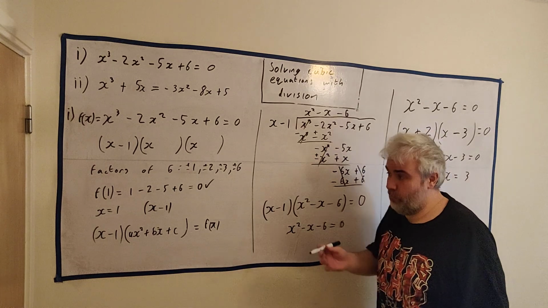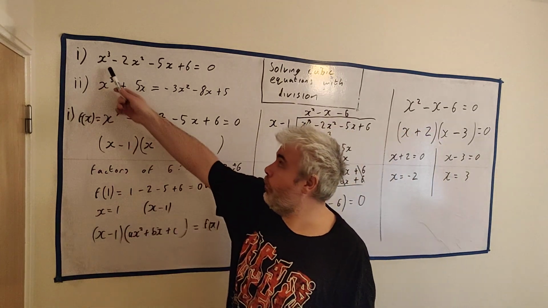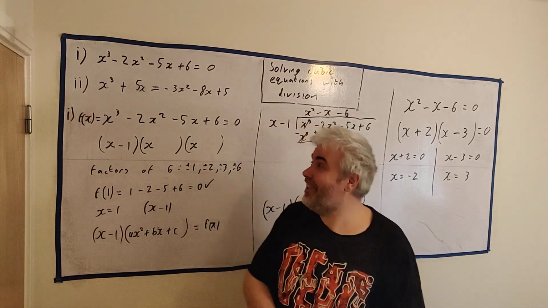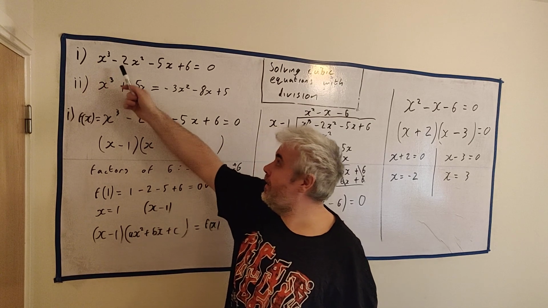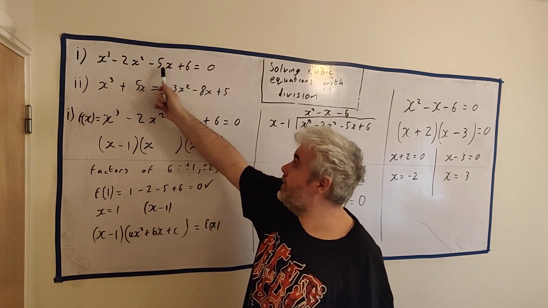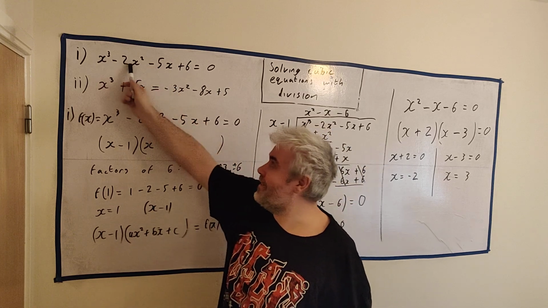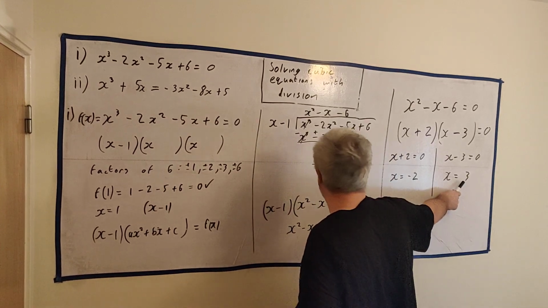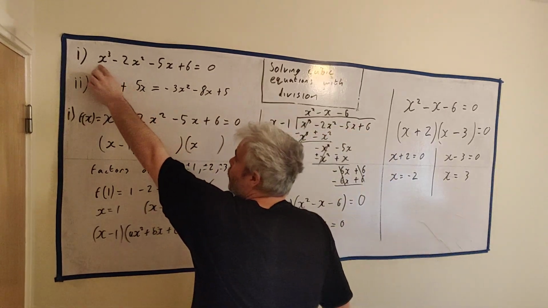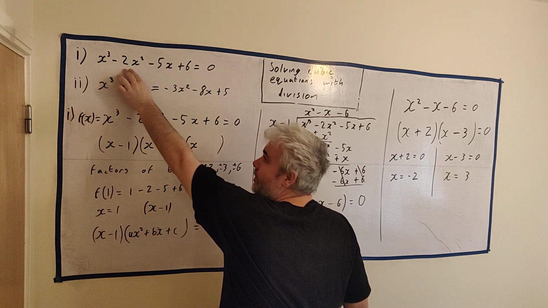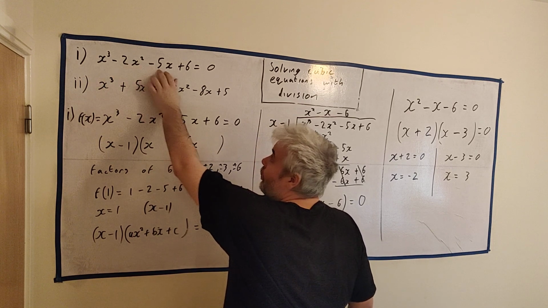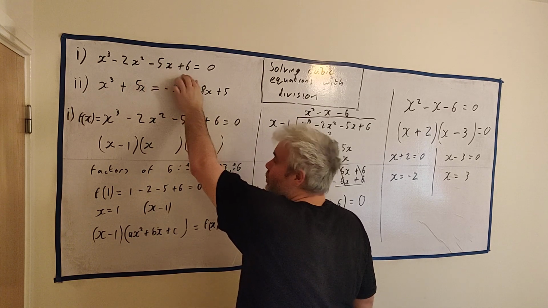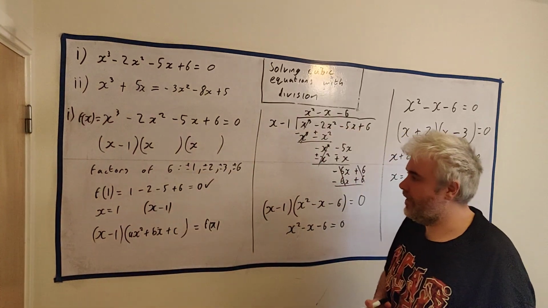Last thing we should do is check the answers. If we put 1 in, we already know 1 works. We should put in minus 2. We would get minus 8, minus 8 plus 10. So what's that? Minus 16 plus 10 is minus 6, plus 6 equals 0. Perfect. Let's put in 3 and check. We get 27 minus 18 is 9. We get minus 15, which is minus 6, and plus 6 is in fact 0. Okay, so that is an answer.